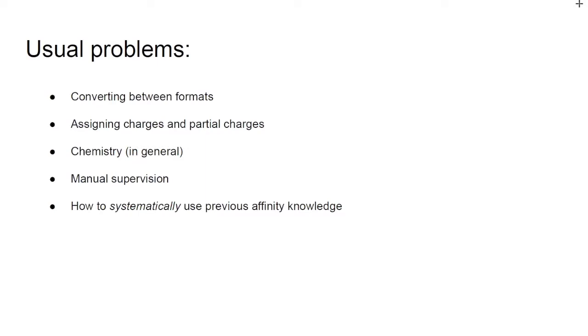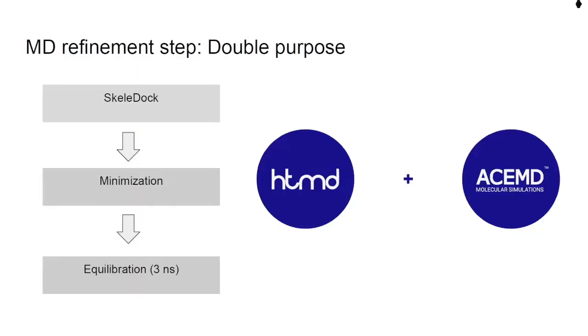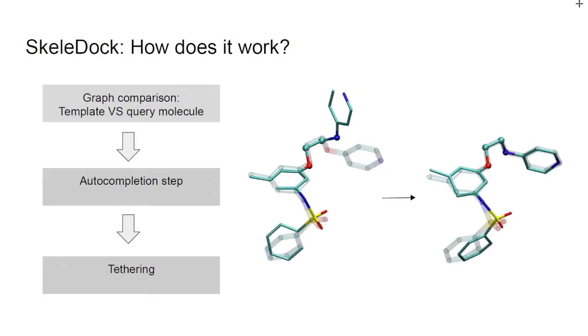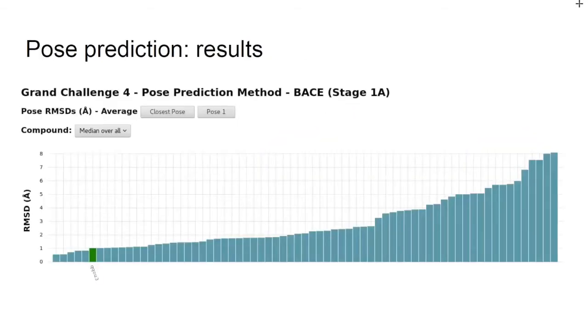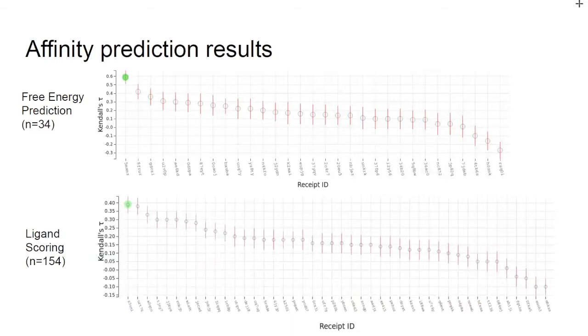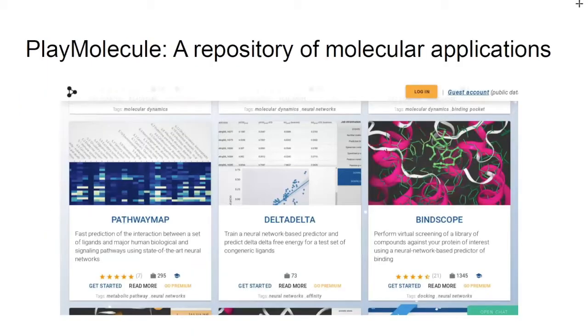And then chemistry in general. When we started the challenge, in the steps that I showed in Skeledock, we just had this step. But this step was not even prepared for macrocycles, or fused rings. So we spent a lot of time trying to develop that and adapting it for the challenge's query ligands. Now it works a bit better, at least.